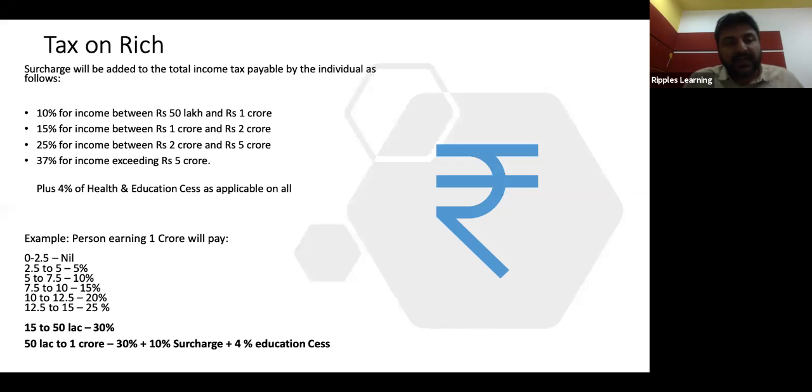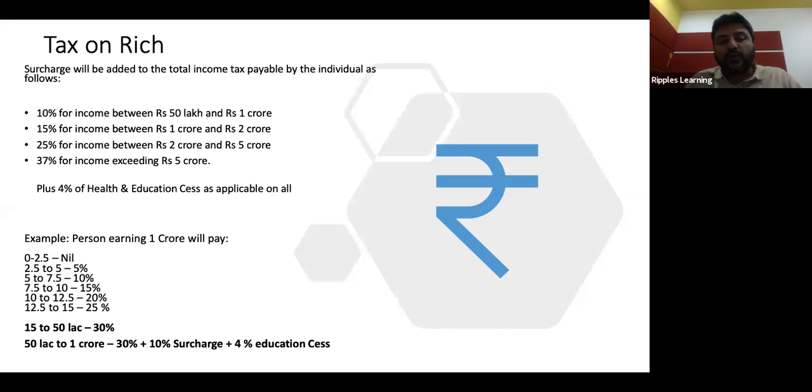But just remember that when we go about calculating the income tax, whatever income tax you pay, if your net taxable income is between 50 lakh to 1 crore, an additional 10% of that amount would apply, and an additional 4% any which way you are paying as health and education cess. So if you look at the last column, this is how you will calculate. Let's say a person earning 1 crore.